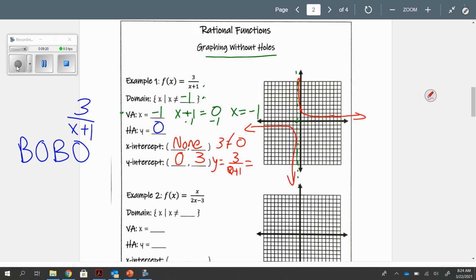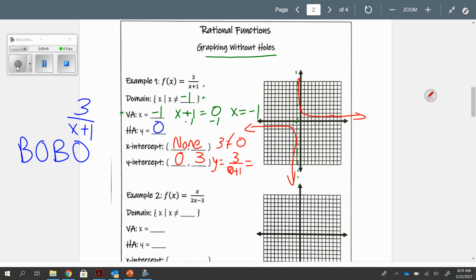All right, that is our graph. That is how it looks. So the vertical asymptote is negative 1. So we draw a little dotted line down through negative 1 to make sure we know the graph does not pass negative 1. It never crosses negative 1. All right, and that is it for number 1.